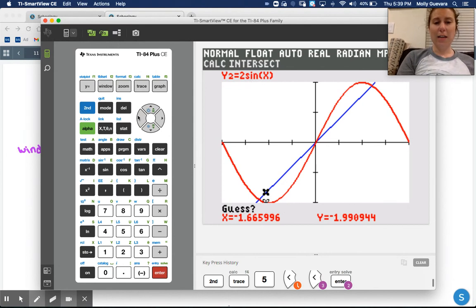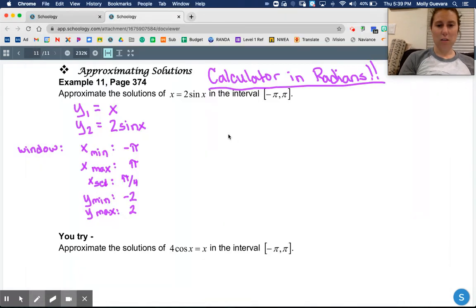Then on a guess, I would get kind of near, because that's you telling your calculator, I want you to find this point of intersection. So I hit enter, and I have negative 1.895. So x is approximately negative 1.895. So there's one answer.